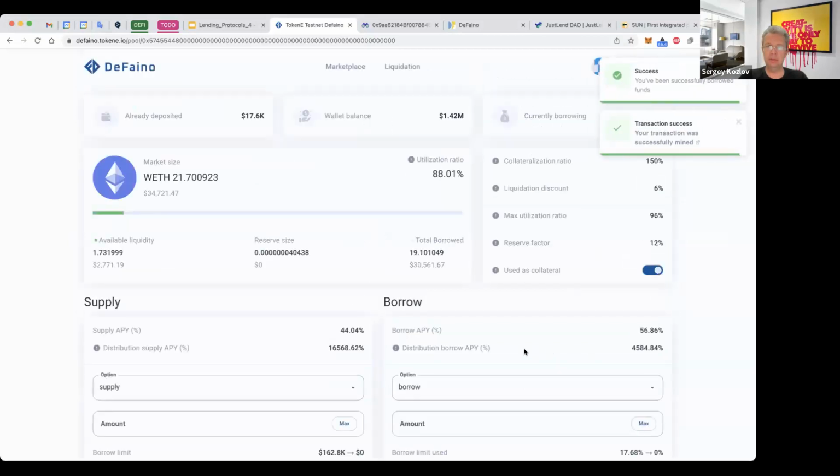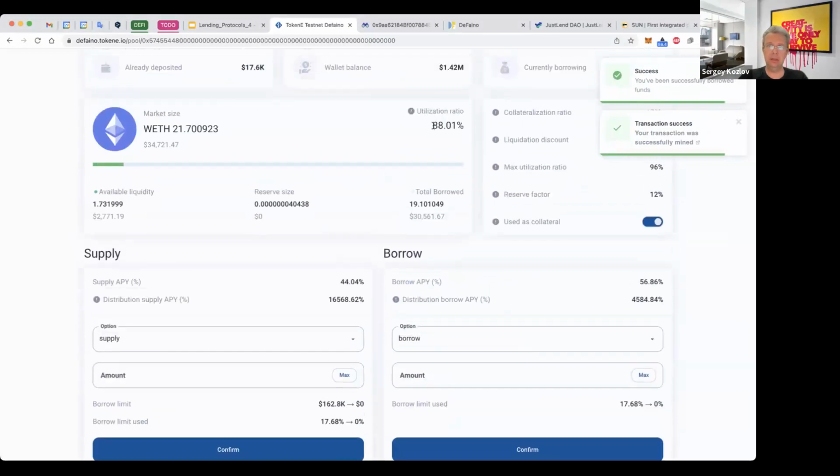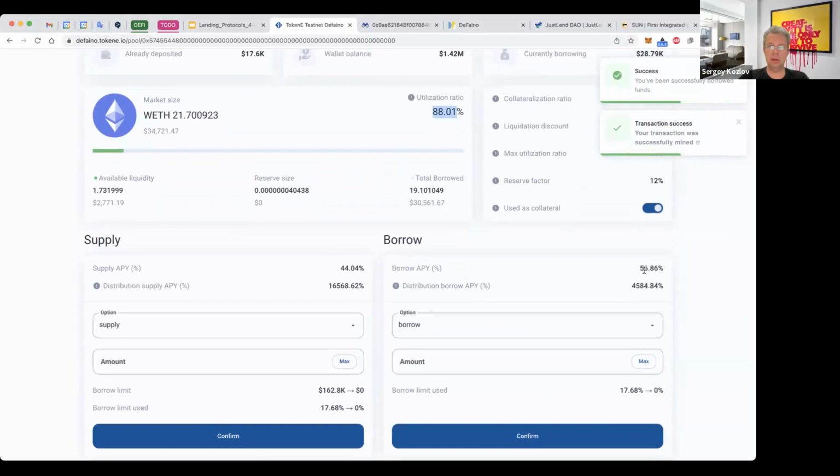And then, of course, what happens? We have 88 utilization ratio, which was 5, now 88. And you see here that the interest rate is much higher. As a depositor, I also get a higher interest rate. And if we look at this distribution APY, this adaptive APY, we have this 4,000 and here 16,000, meaning that now our protocol is saying that I, as a protocol, am interested in deposits more than in loans. So that's the whole idea. So these interest rates are changing.